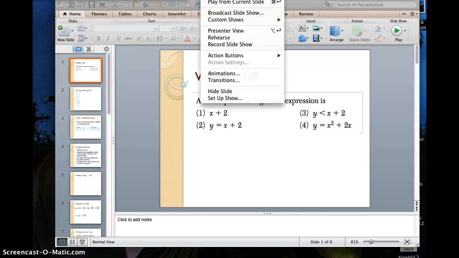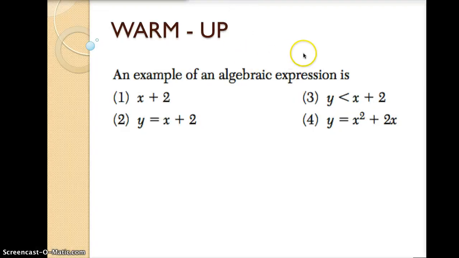Okay guys, we're going to go ahead and do 10.2. Go ahead and try the warm-up, put me on pause, and then hit resume. Go ahead, hit pause.